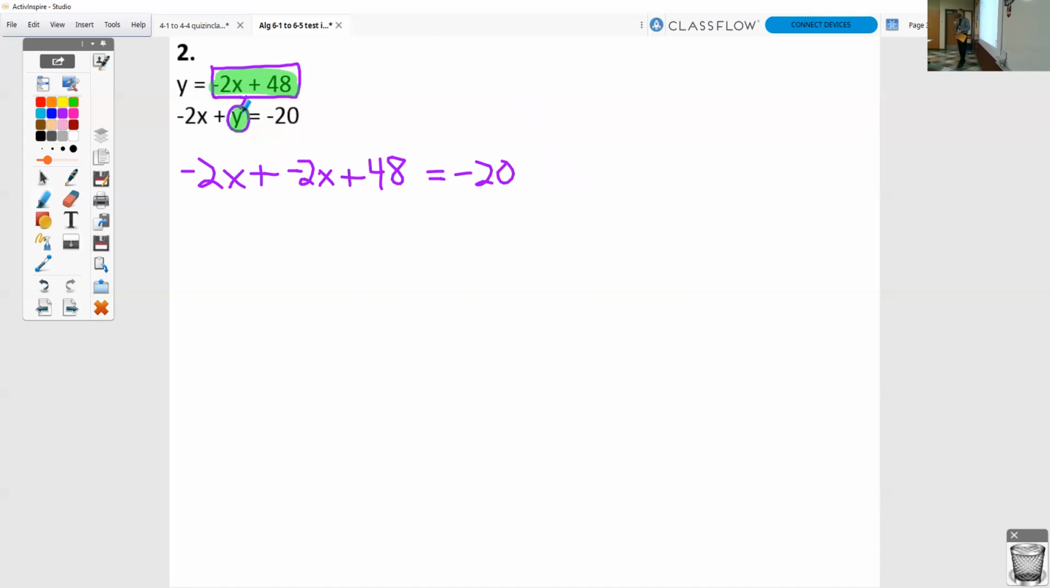Go ahead and solve the rest of this one, please. Find both x and y, and you have to do the 2 checks.